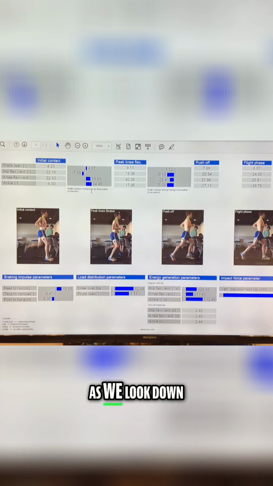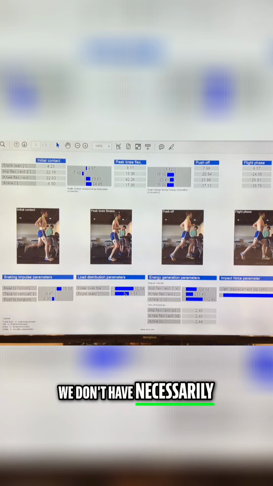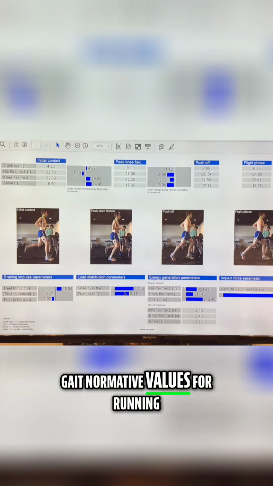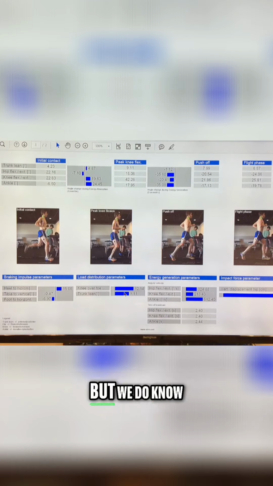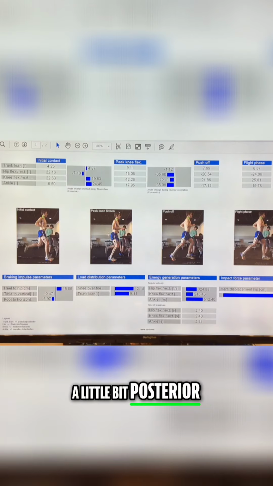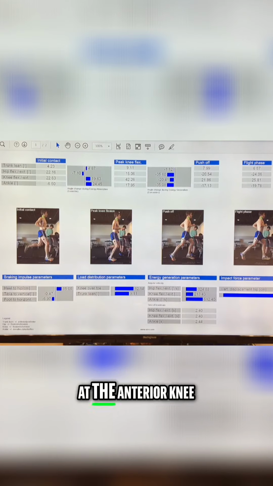As we look down here in some of these loading areas, we're seeing trunk lean is nice. We don't necessarily have gait normative values for running, but we do know that if this athlete is feeling some anterior knee pain or Achilles pain, if we can pull that knee and hip a little bit posterior, we can offload stress at the anterior knee and then down here at the posterior ankle.